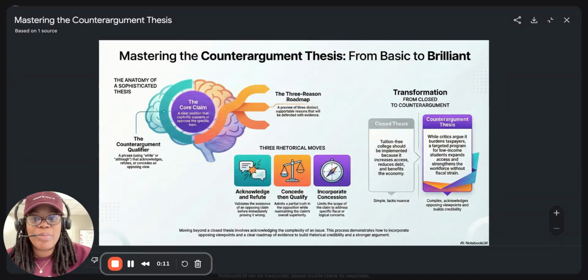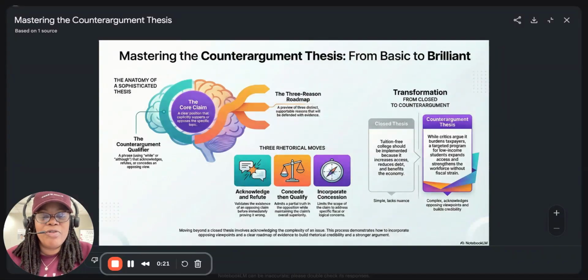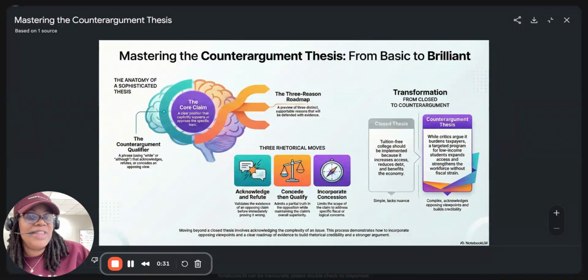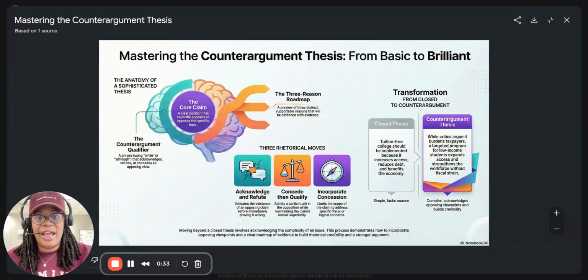This one is one of my favorites. It is called Mastering the Counter Argument. If you remember last week, we talked about quite a few instances of using argumentative writing and various ways. But this one is Mastering the Counter Argument Thesis. As you matriculate through high school and enter some of those more rigorous courses, this is one of the ones that I think will be very beneficial. It says we are going from basic to brilliant.